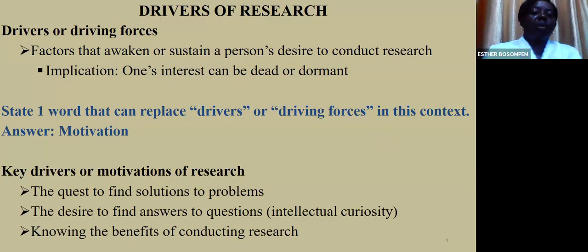All right, so now we have some suggestions here. Key drivers or motivations or motivators or any of the words you brought in which can fit in of research. And I have three. The list is not exhaustive, but these are the key ones I have for now. The quest to find solutions to problems. The desire to find answers to questions, and this points to intellectual curiosity. And then the last one is knowing the essence or the value or the benefits of conducting research. So if we have these as our focus, I believe that our interest can be awakened to conduct research.